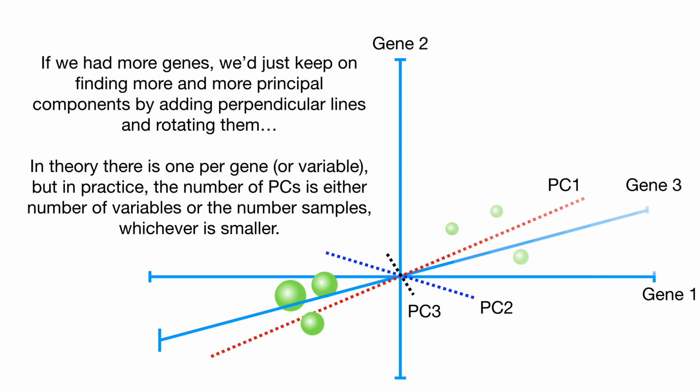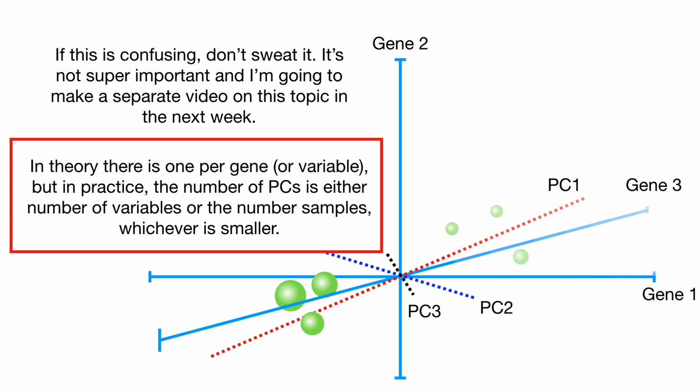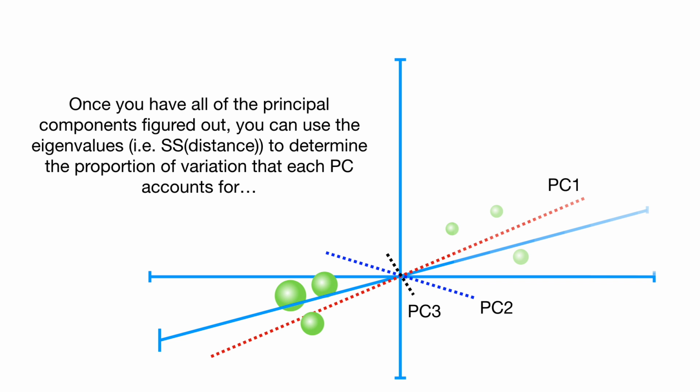In theory, there is 1 per gene or variable, but in practice, the number of PCs is either the number of variables or the number of samples, whichever is smaller. If this is confusing, don't sweat it. It's not super important, and I'm going to make a separate video on this topic in the next week. Once you have all the principal components figured out, you can use the eigenvalues, i.e., the sums of squares of the distances, to determine the proportion of variation that each PC accounts for.